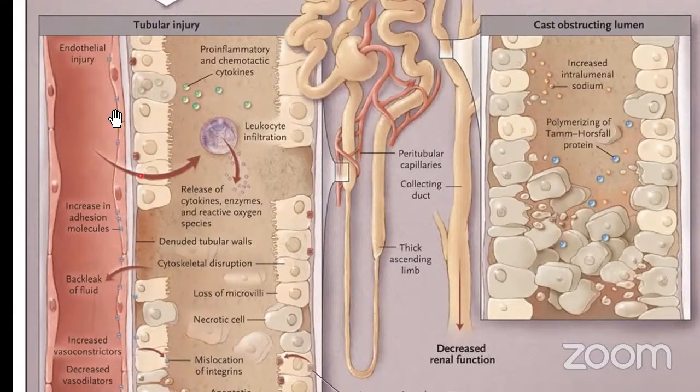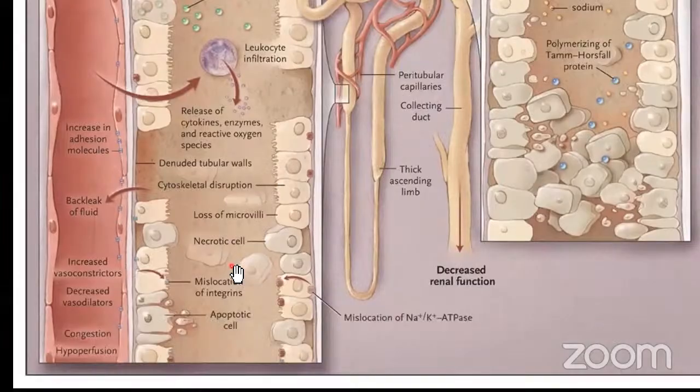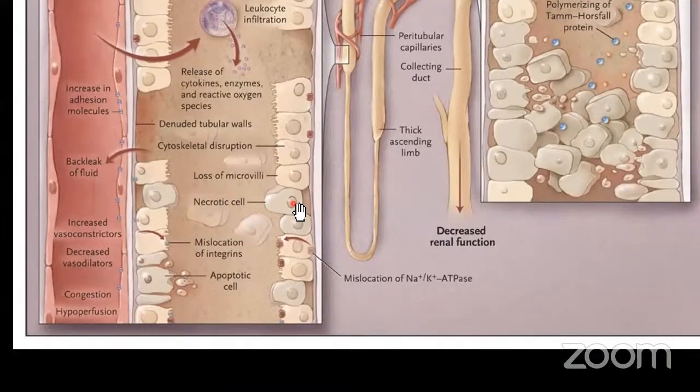cortex. Now we have here endothelial injury, and then increased adhesion molecules as expected in any vasculature. And then we have increased vasoconstriction. So what's the net effect? When you have increased vasoconstriction, you end up having tubular injury, okay? Tubular injury. And what happens is that the pro-inflammatory chemokines have come there, and there's leukocyte infiltration, and there's a release of reactive oxygen species, and all these cause damage to the cell and the microvilli, and they undergo necrotic cell death.